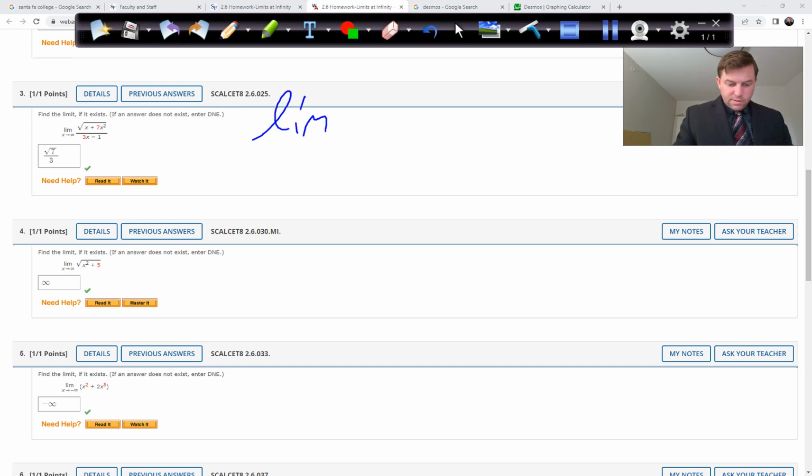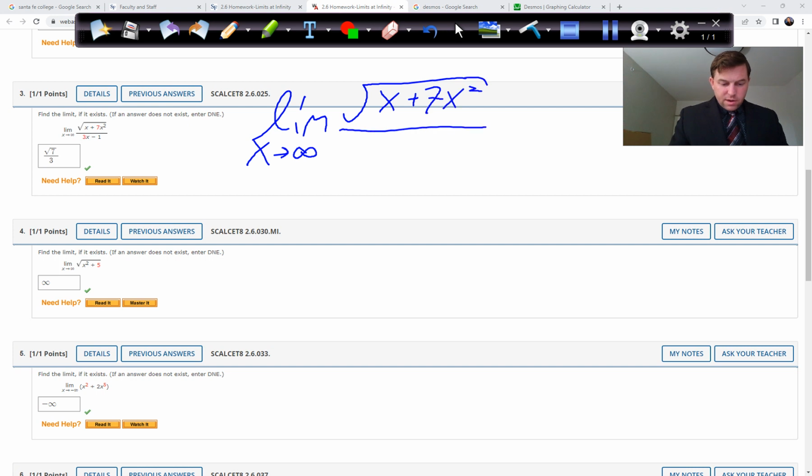So we have the limit as x approaches infinity. There is more than one way to do this. There's 3 ways to do it, and I showed you 2 in the last problem. Plug in numbers and then cancel the highest power of x. There's another one where you divide by the highest power of x, but when you have a square root, it can be confusing. So we have the square root of x plus 7x squared, and on the bottom, we have 3x minus 1.